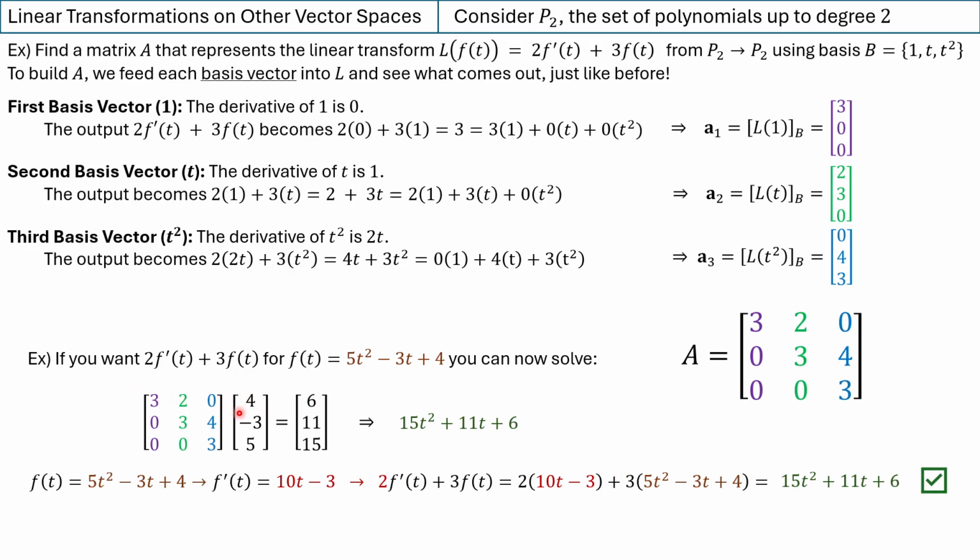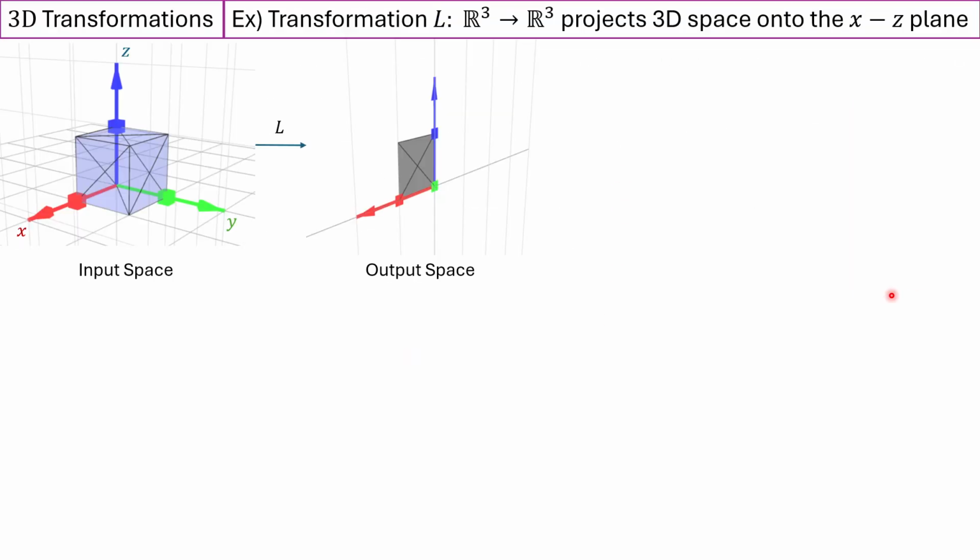12 minus 6. It was in the different order, but remember, when we have addition, it's scalars, right? So it's going to be commutative, no problem. Now let's take these joys and move them into 3 dimensions, all right? So we're looking at a projection transformation. This time it flattens all of 3D space onto just the XZ plane.